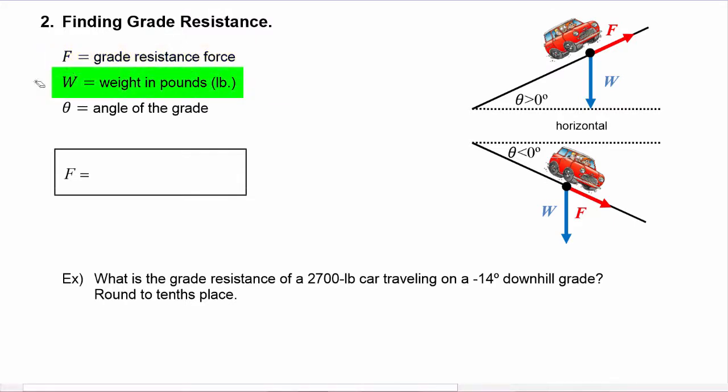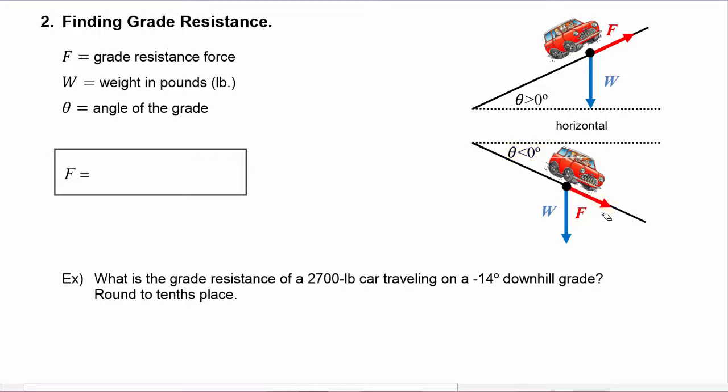W is going to stand for the weight of the car in pounds, and theta is going to be the angle of the grade. Now, when theta is positive, the car is going uphill, and you can see the grade resistance force pointing uphill. When theta is negative, the car is traveling downhill, and you can see the grade resistance force is pointing downward.